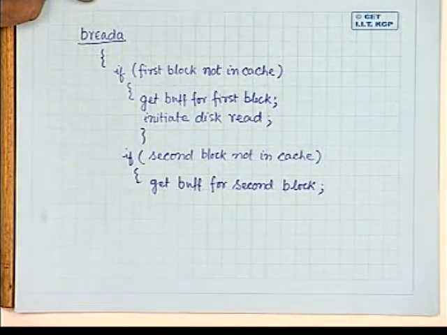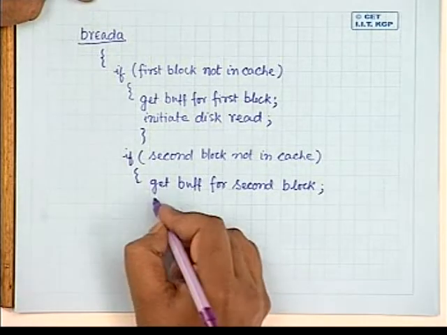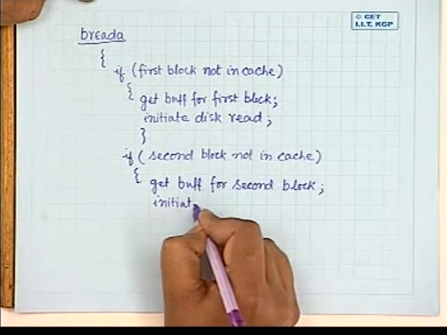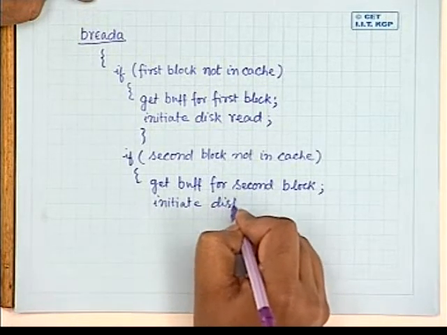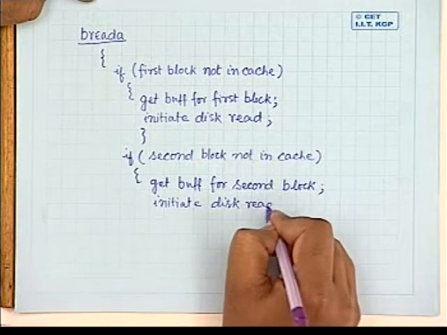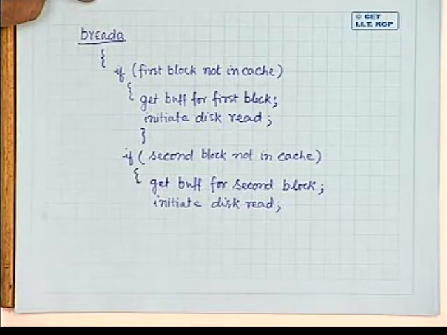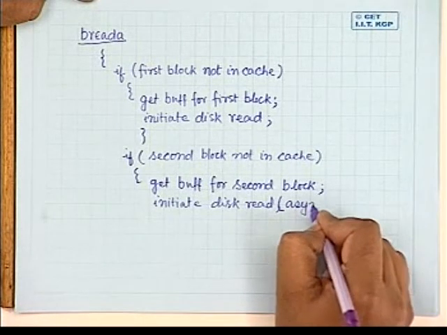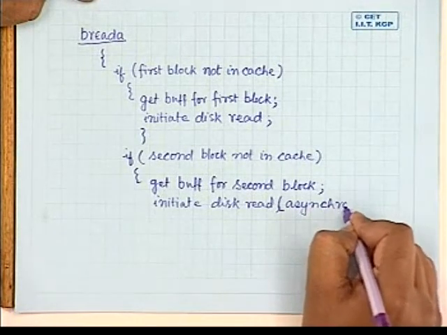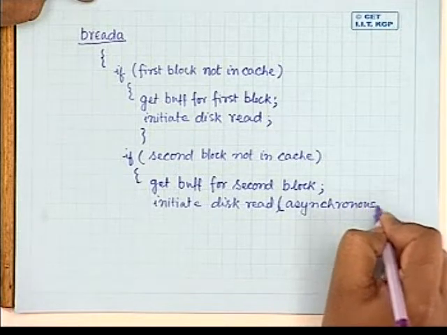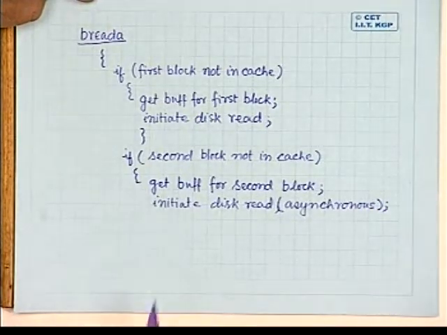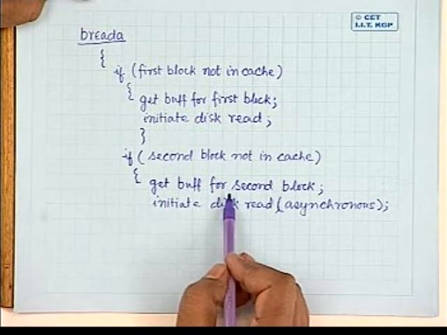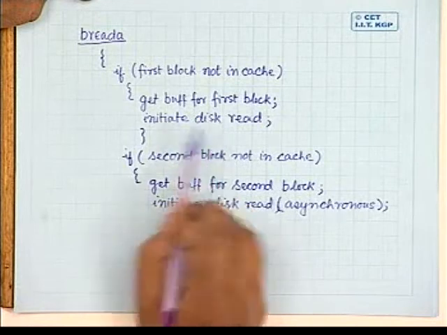So again, the get block algorithm has to be invoked, and following that, we have to initiate a disk read for the second block. In this case, this read has to be asynchronous. It has to be asynchronous because the process immediately needs the first block. It does not immediately need the second block. So the process has to wait until the first block is read.